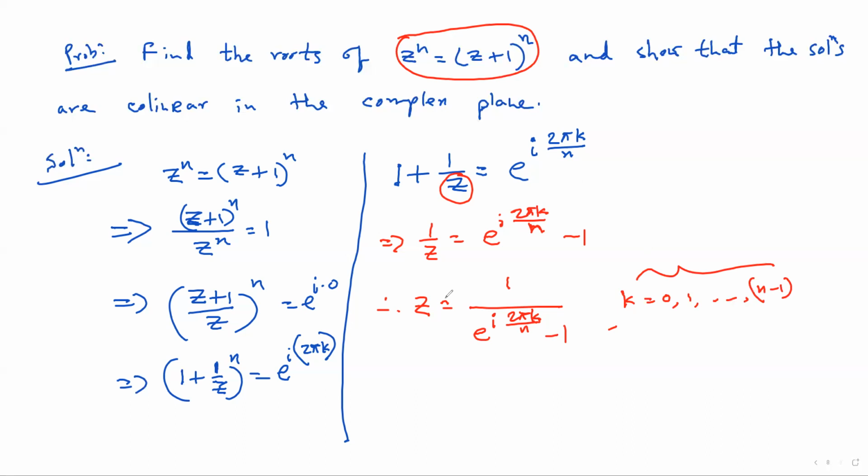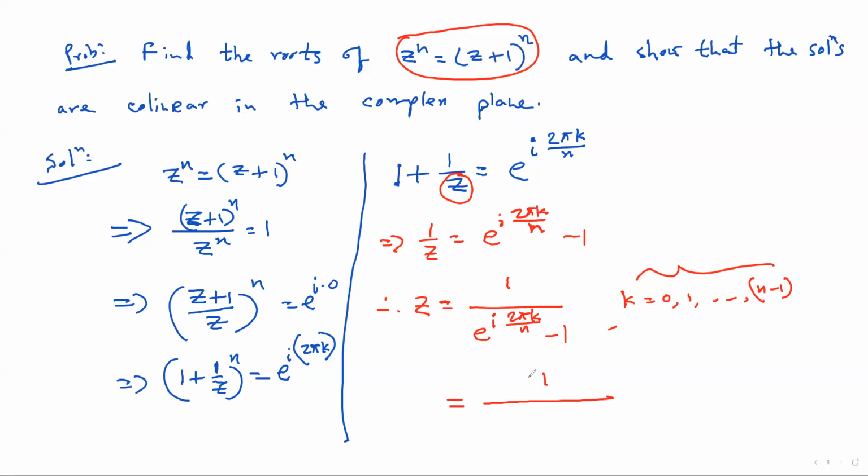And now for the last part, to deal with the last part, that show that the solutions are collinear in the complex plane. How can we do that? How can we prove that all these points are collinear? In the current form it is in, it's impossible to actually show this. So that is why what I'm going to do is write this in Cartesian form. So rather, I have another idea.